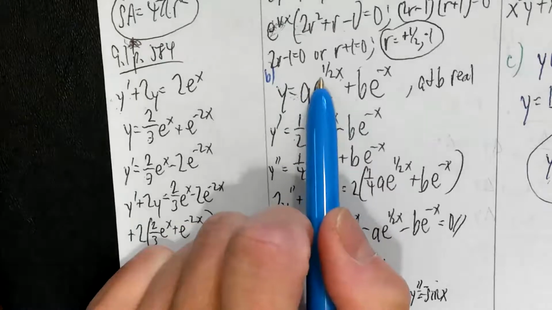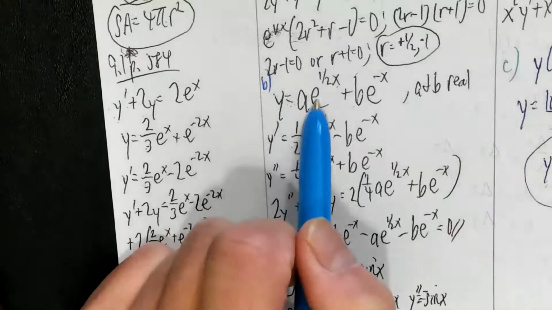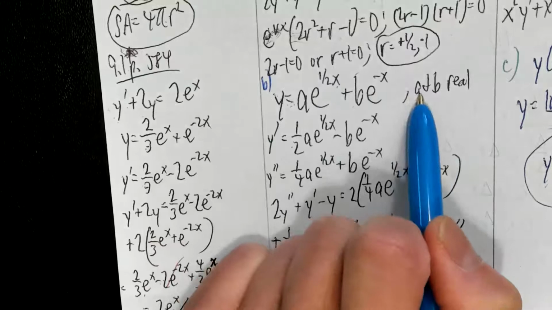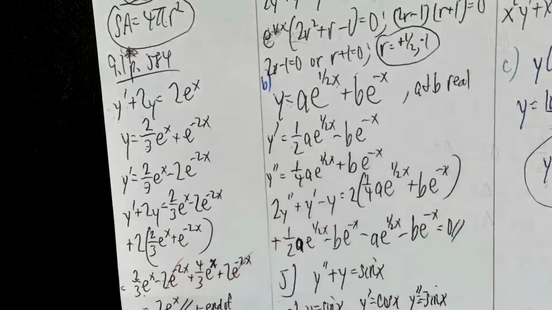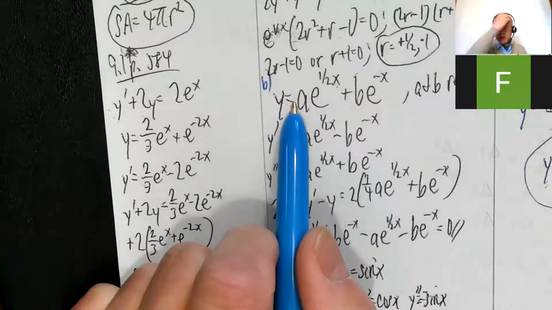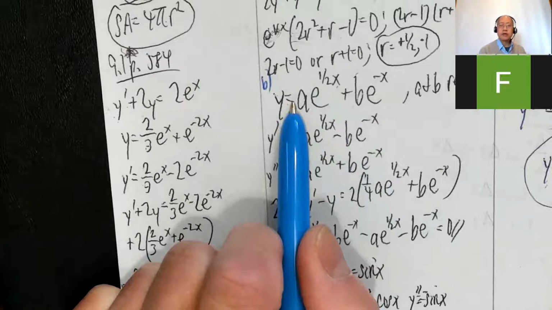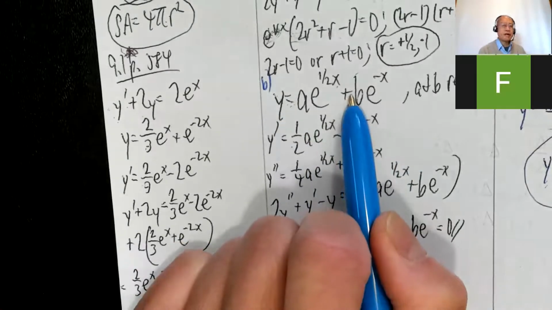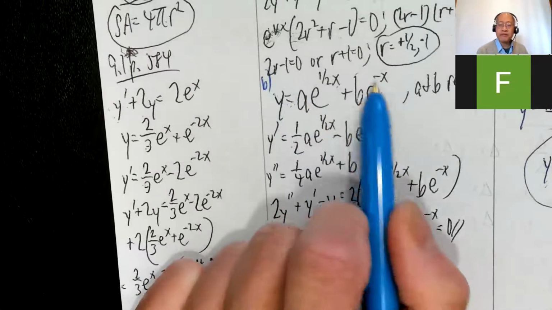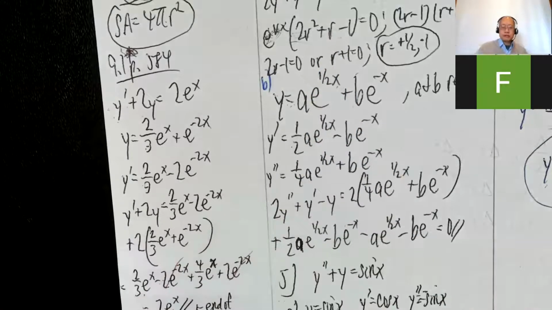So plug in 1/2 here and -1 here. So y equals a e to the half x plus b e to the negative x, where a and b are any real numbers, will also be a solution. Hence, we have infinitely many solutions, right? Pick any number that you want for a: 25, 80, pi, e, square root of 2 over 2, -1,000,000. Pick any real number you want for b. That whole family of functions will satisfy this differential equation. How do I prove it? Show and tell.